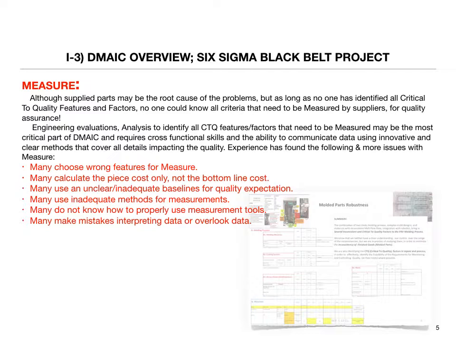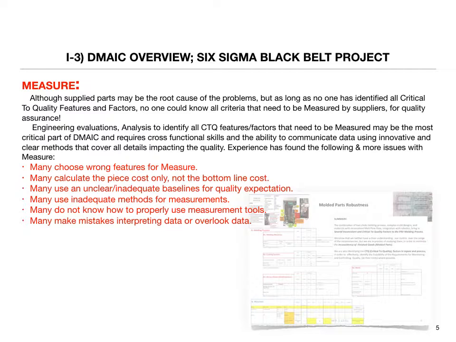Measure. Although supplied parts may be the root cause of the problems, as long as no one has identified all critical to quality features and factors, no one could know all criteria that need to be measured by suppliers for quality assurance. Engineering evaluations analysis to identify all CTQ features factors that need to be measured may be the most critical part of DMAIC and requires cross-functional skills and the ability to communicate data using innovative and clear methods that cover all details impacting the quality.